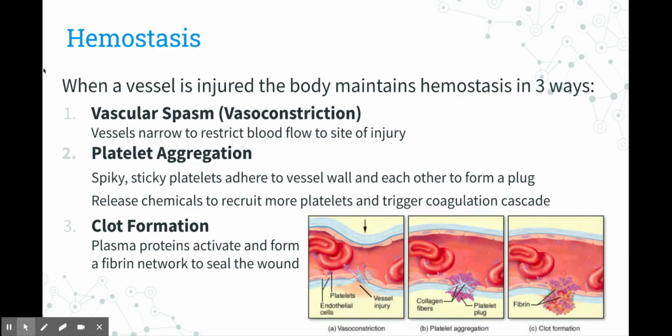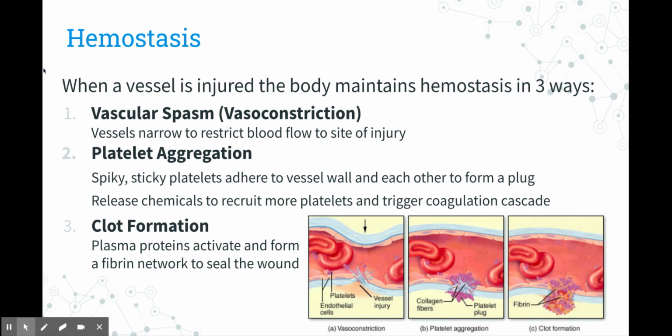This stopping of bleeding is called hemostasis. Hemo meaning blood and stasis meaning stopping or stability. And so when a vessel is injured, you get a cut of some kind, the body seeks to maintain this hemostasis in 3 different ways. The first way is through vascular spasm. So the blood vessels leading to the site of the injury actually narrow and restrict blood flow to the site of the injury. So less blood is getting to the cut.